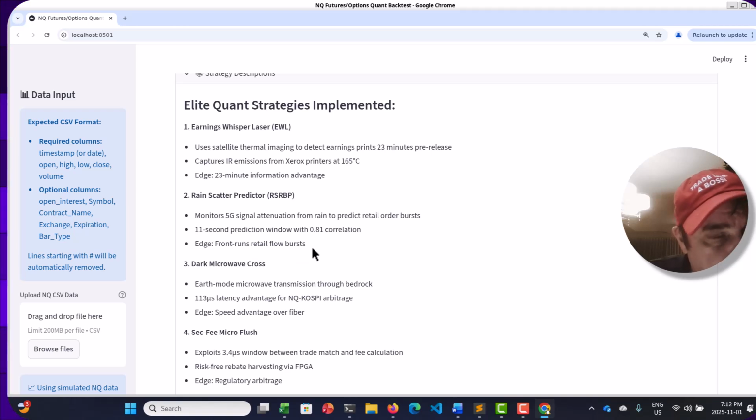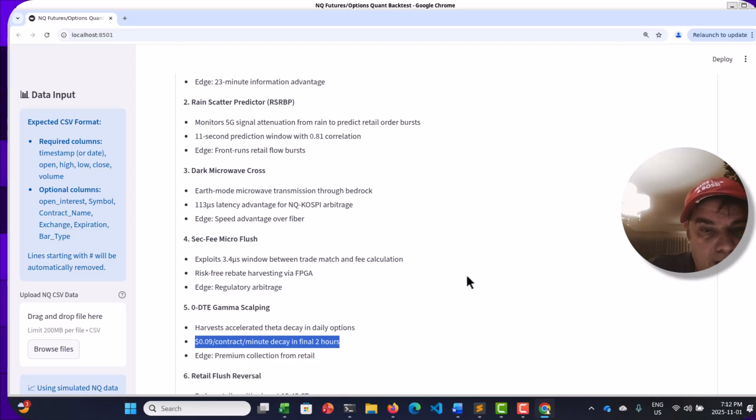We're not going to do that because we're not in the data centers of the CME. We're not co-located.